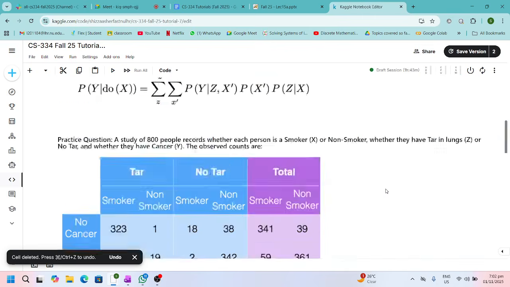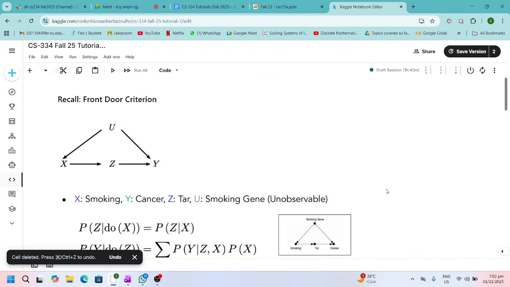Are there any questions at this point? Okay, that will be all from my side. I will encourage you all to try and solve this example by hand yourself as well.